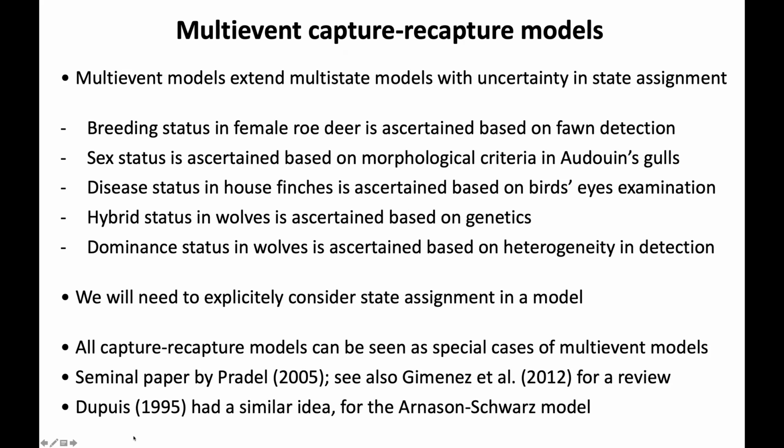And to be fair, actually, the idea was already in the air with Jérôme Dupuis from the University of Toulouse, who published this paper in Biometrika in '95. He had a very similar idea to that of Roger, who published in 2005. Interestingly, Jérôme published a paper in the Bayesian framework. It was for the Arnason-Schwarz model only. And Roger really took the idea broader and extended it to many cases.